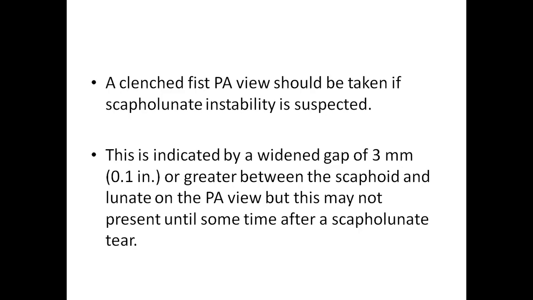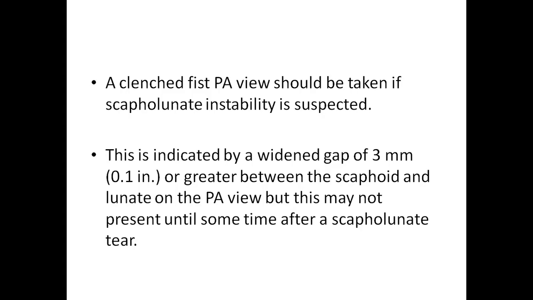This is indicated. Now this is the most important point: when will we consider it as instability, how much gap is allowed, and if the gap is more than that value, it will be considered as instability. That value is 3 mm. If the gap we discussed in the previous slide between the scaphoid and lunate, the scapholunate gap, is widened to 3 millimeters, which means 0.1 inch, or greater, on the PA view, then this may be considered as scapholunate instability.